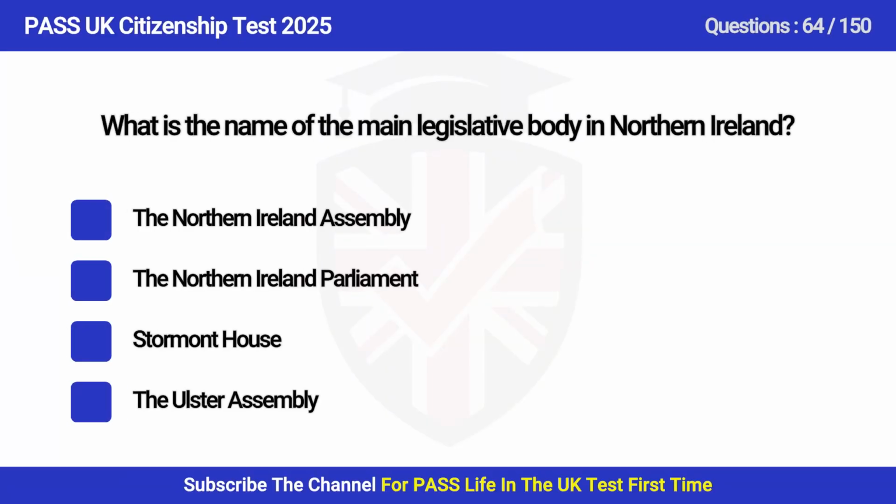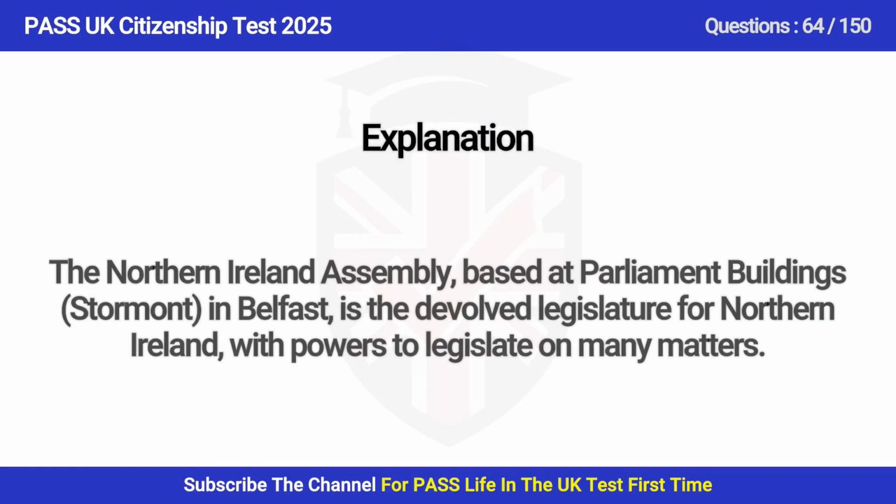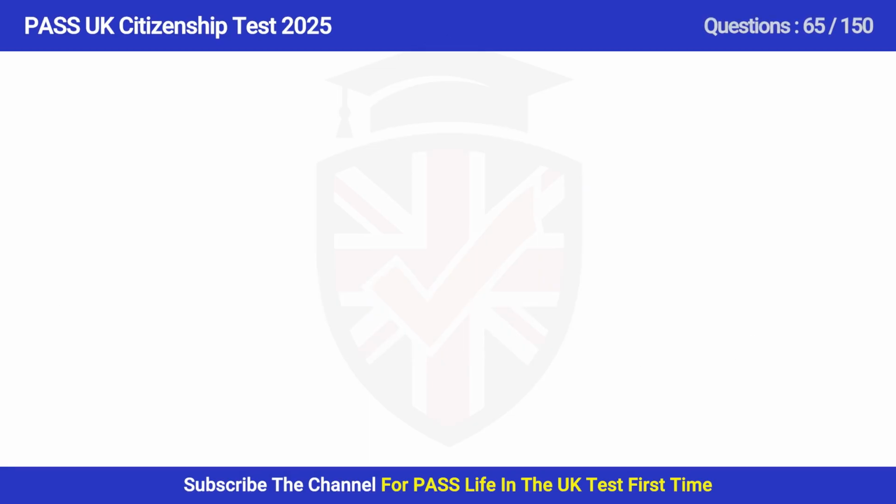Question 64. What is the name of the main legislative body in Northern Ireland? A. The Northern Ireland Assembly, B. The Northern Ireland Parliament, C. Stormont House, D. The Ulster Assembly. Answer is A. The Northern Ireland Assembly. The Northern Ireland Assembly, based at Parliament Buildings in Belfast, is the devolved legislature for Northern Ireland, with powers to legislate on many matters.